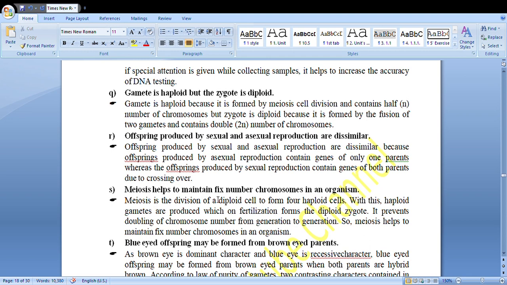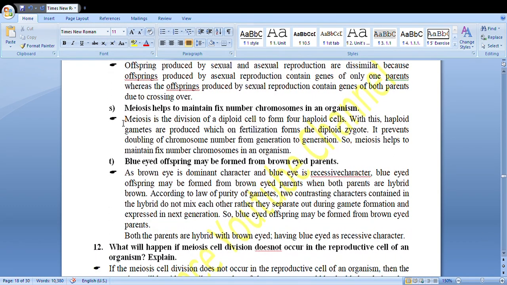Meiosis helps to maintain a fixed number of chromosomes in the organism. Meiosis is a division of a diploid cell to form four haploid cells. With this, haploid gametes are produced, which on fertilization form a diploid zygote. This prevents doubling of chromosome number from generation to generation. So meiosis helps to fix the number of chromosomes in an organism.